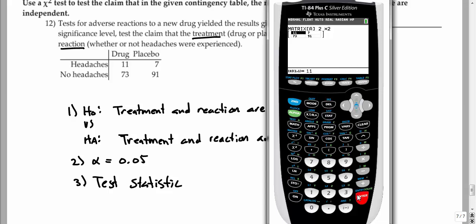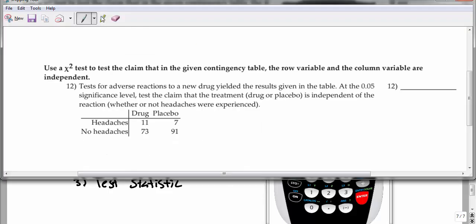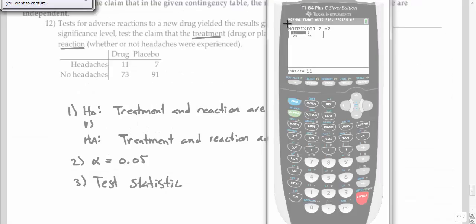Now I don't have to do anything with matrix B, because this is my observed matrix, and matrix B will be my expected matrix, and the calculator will find that for us. So that's how we put in our matrix to get started. So I put in my matrix A.